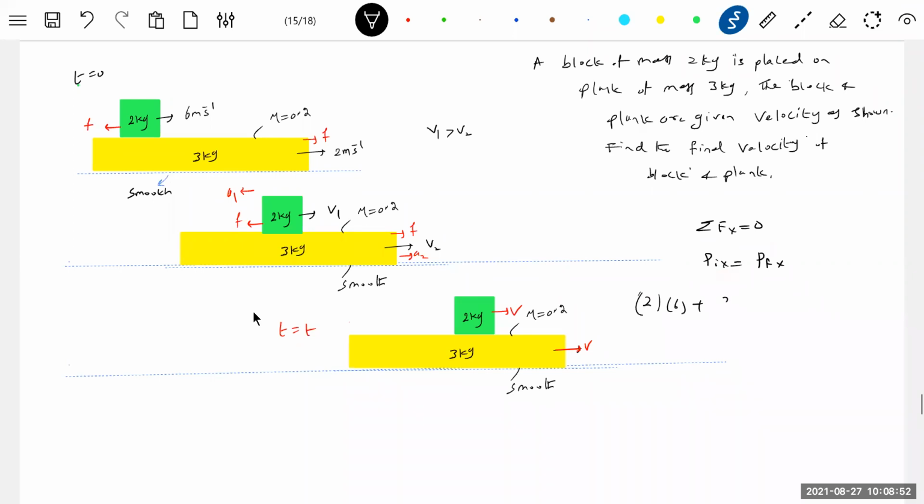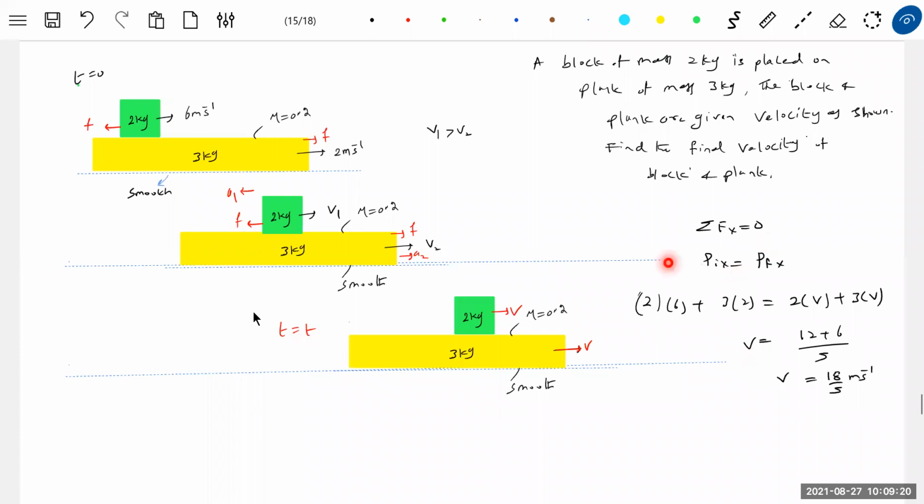2 into 6, 3 into 2 equal to 2 into V, 3 into V. Anybody can do this? See this? Very simple, no? Or else what you should do, same problem we did in friction chapter. Go and check it. We have struggled a lot to bring this particular answer. After getting V, can you calculate time? Yes, you can work out all.